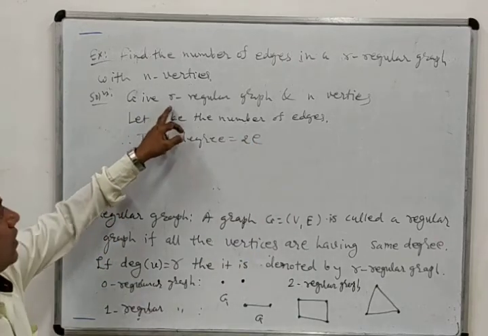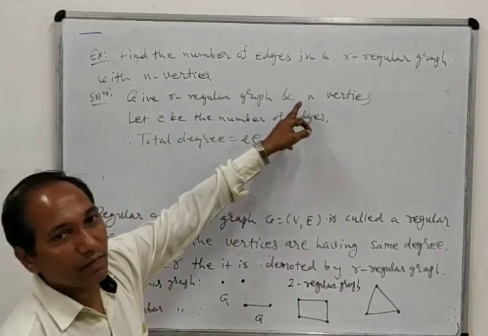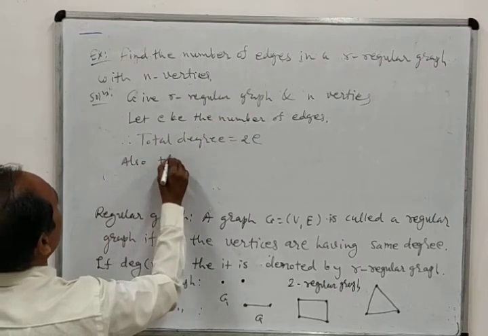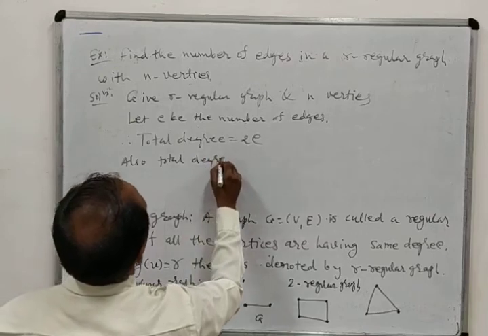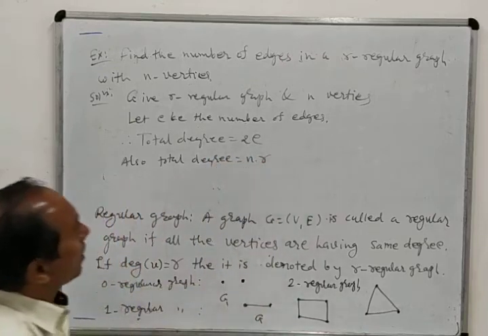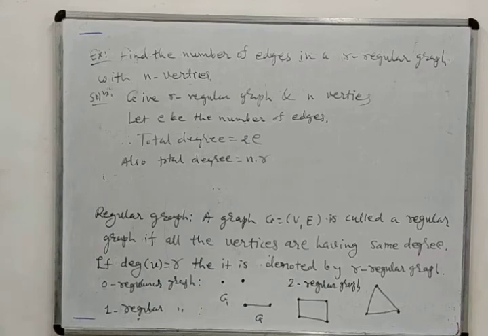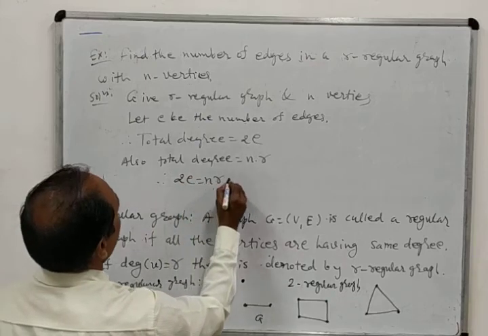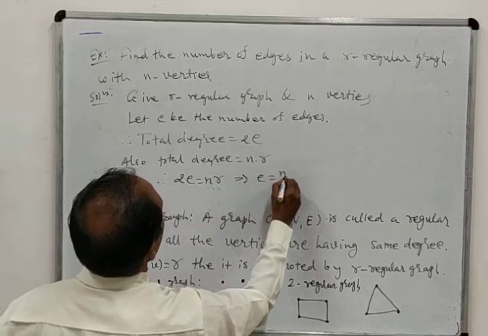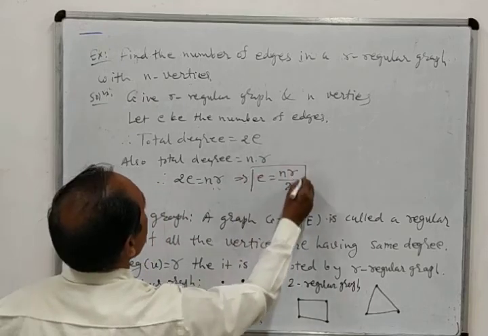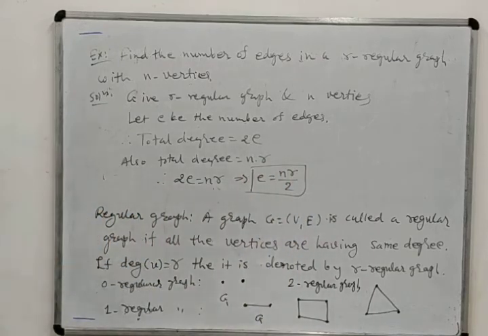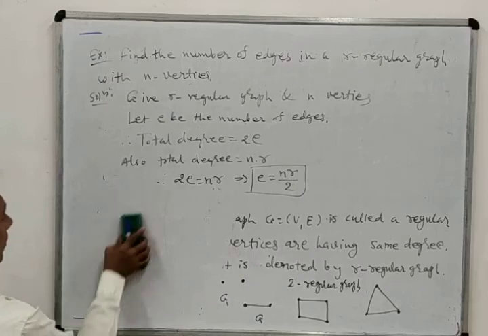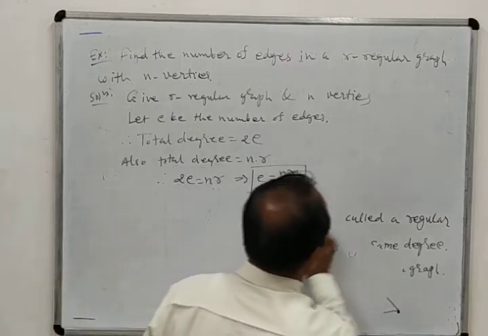But we also know that it is an R regular graph. So each of the n vertices has degree R. So from this also we can have total degree equal to n into R, because every vertex has the same degree, and this is R. So from these two we can see that twice E equals n into R. So this implies that E equals n into R by 2. So this is the number of edges in an R regular graph, n into R by 2. And you must remember this formula because it is useful for solving some other examples.